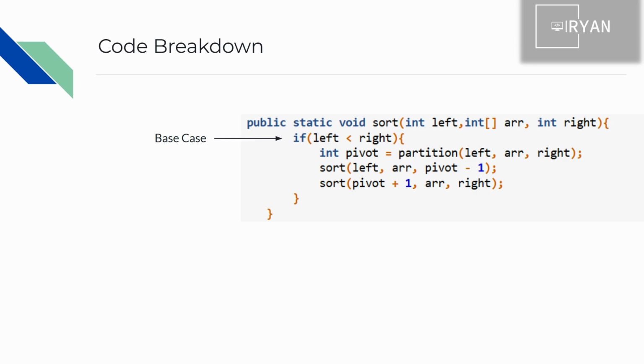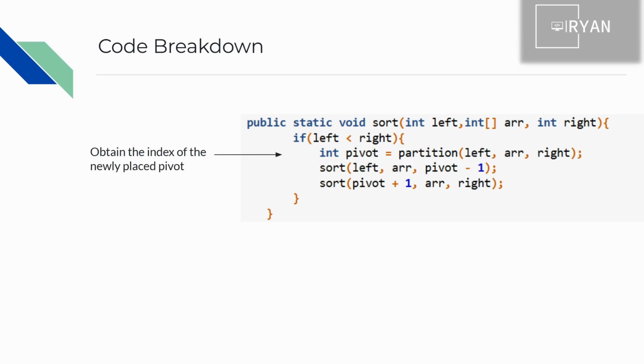So if our left or starting point is less than right, it will be impossible to perform the partition method, since it doesn't really make sense. So left must always be less than right. In other words, we can say that our starting point must always be less than our ending point.